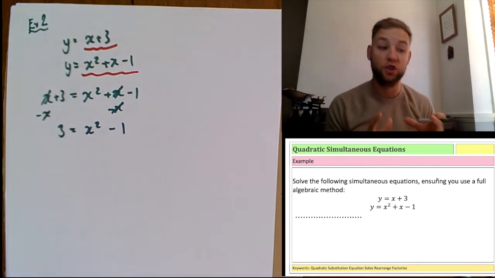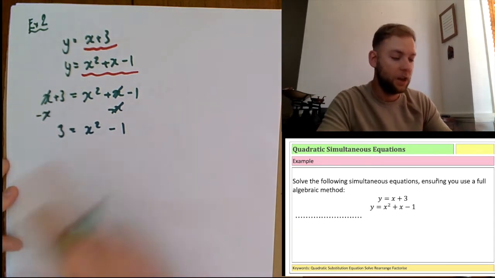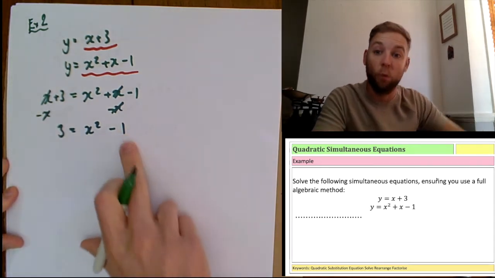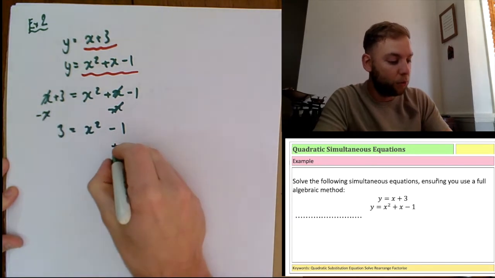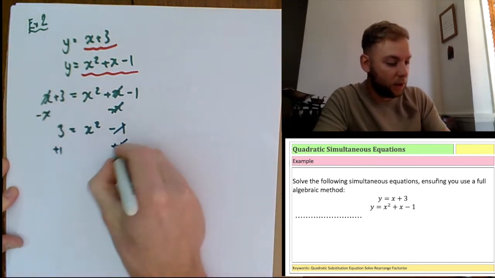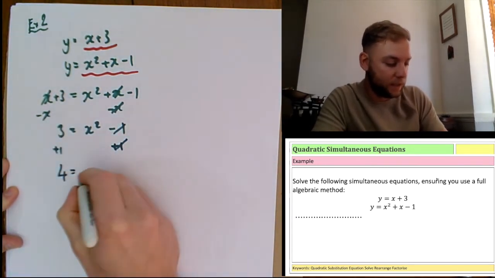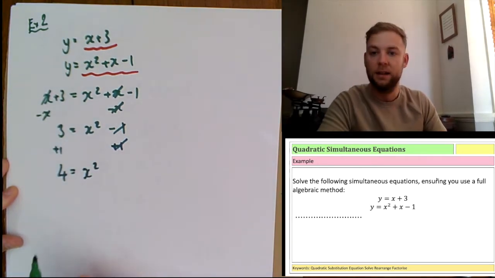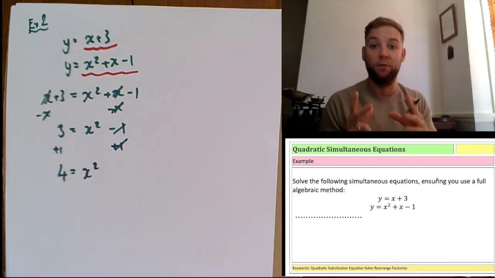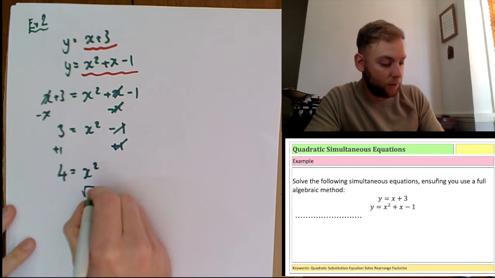Remember, I'm trying to solve to find out what x is. So I want to get x on its own. So actually I'm going to take the 1 over this side. So plus 1, take that over, and we end up with 4 is equal to x squared. Last little part, I'm going to need to square root this part. So square root and square root.